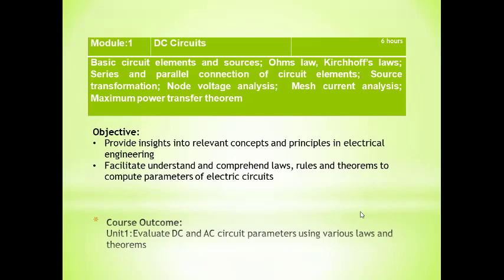And coming to the course outcome, what we expect from the student end is that you need to analyze and evaluate the DC and AC circuit parameters using various laws and theorems. That is the outcome that we are expecting from units 1 and 2. That is said to be the course outcomes.